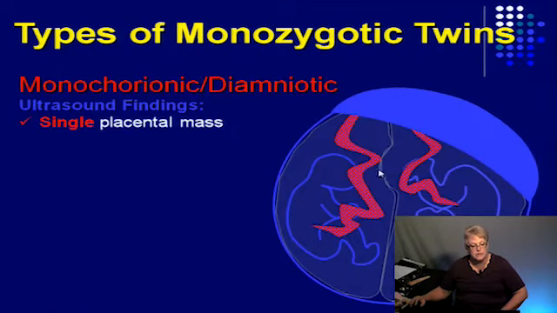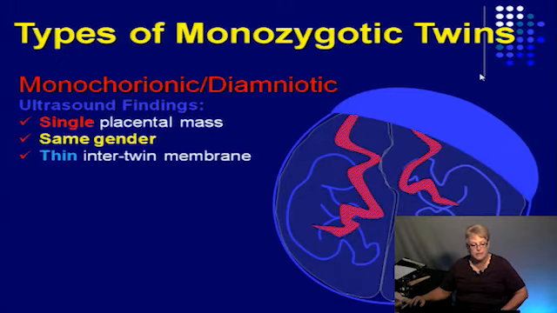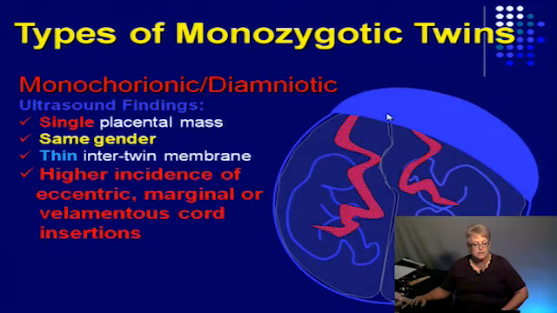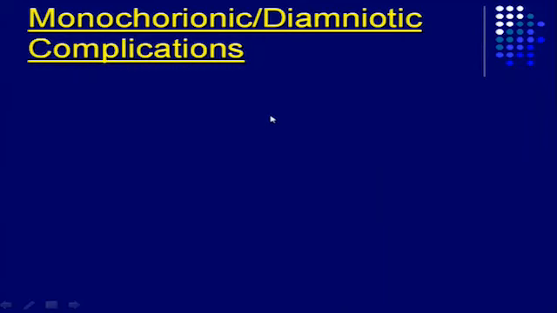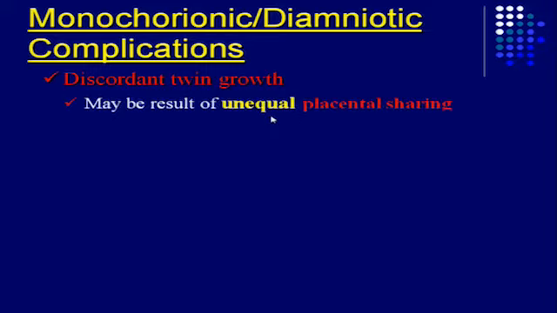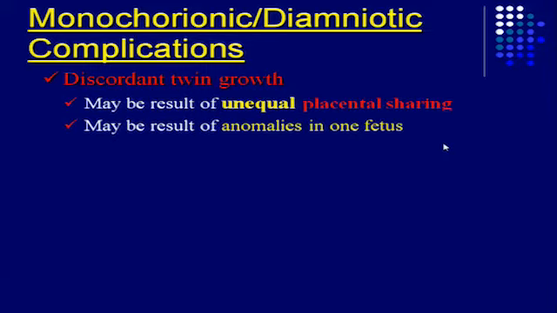So with the ultrasound findings, single placental mass again, same gender, because remember they're monozygotic, thin intertwin membrane, because it's just the 2 amnions, there's 1 chorion, higher incidence of eccentric, marginal, and velamentous cord inserts, just because they're a monochorionic diamniotic gestation. You can have discordant twin growth, resulting from the unequal placental sharing. You can have anomalies in one fetus that can cause a difference in growth.